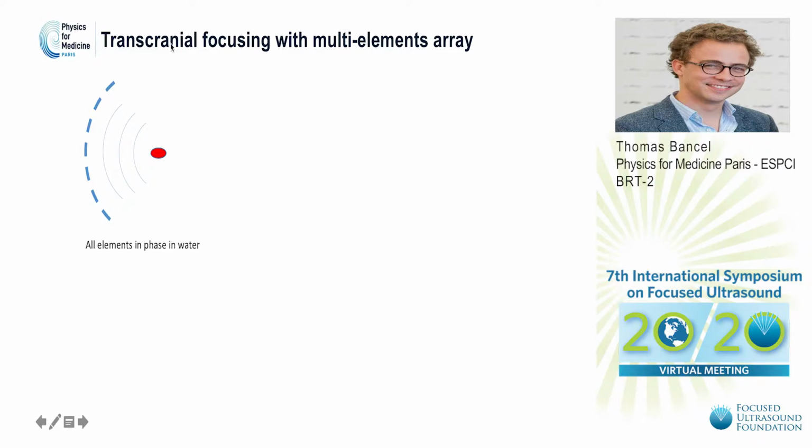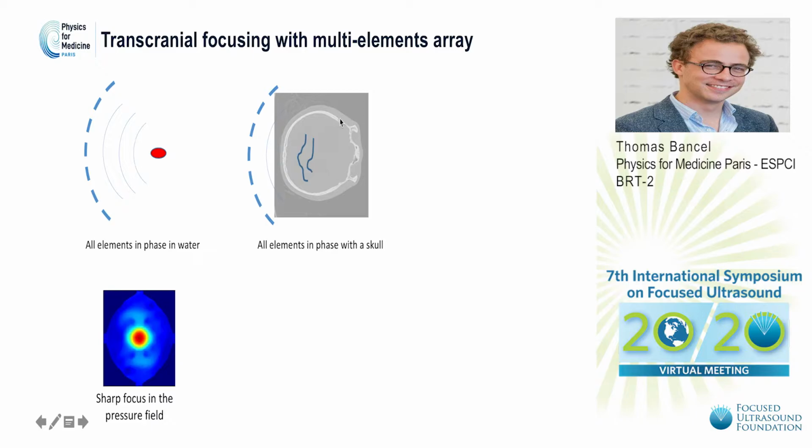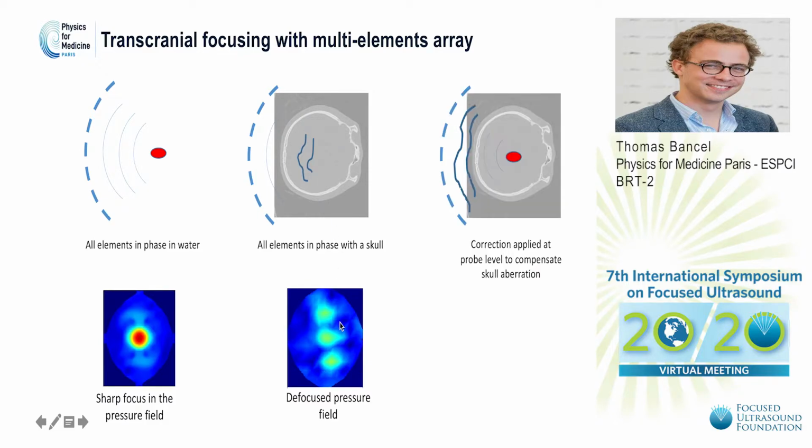So a few reminders about transcranial focusing with multi-elements array. If you have a multi-elements array and elements sonicate in phase, you have a sharp focus in the pressure field. However, when you introduce a skull between the probe and the target, the skull is aberrating and you have a defocused pressure field at target. You are not able to treat the region.